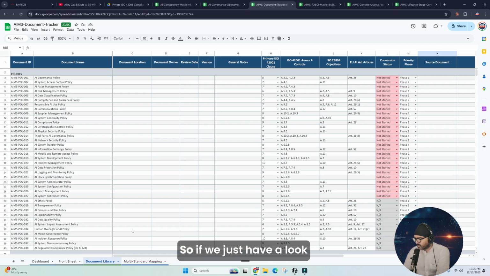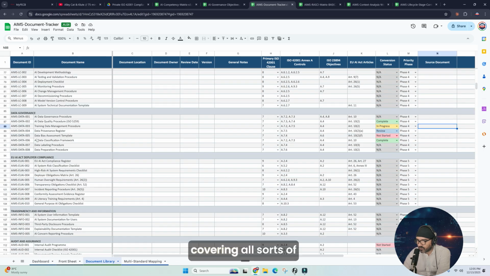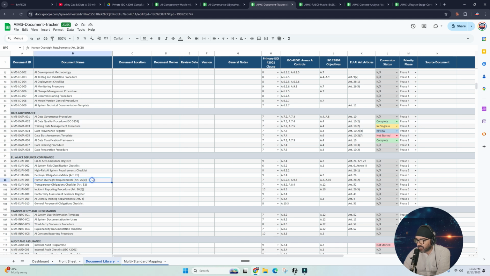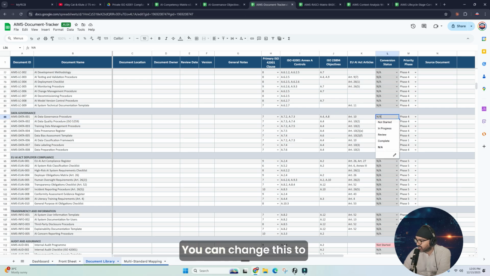So if we just have a look through here, a quick scan, it's super detailed all the way down, covering all sorts of things. If you've just got data governance, where's the location of the file, that owner, review, the primary ISO clause 7 and Annex A control 7.2, 7.3, ISO risk management objectives, EU AI Act Article 10, conversion status. You can change this to complete if it's done. What phase are you at?